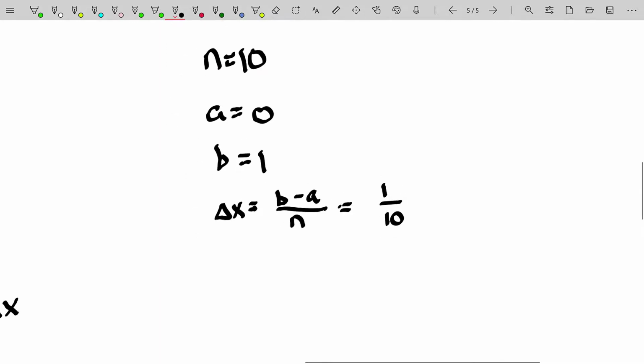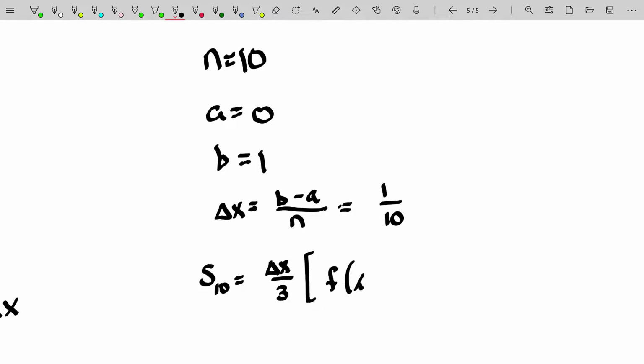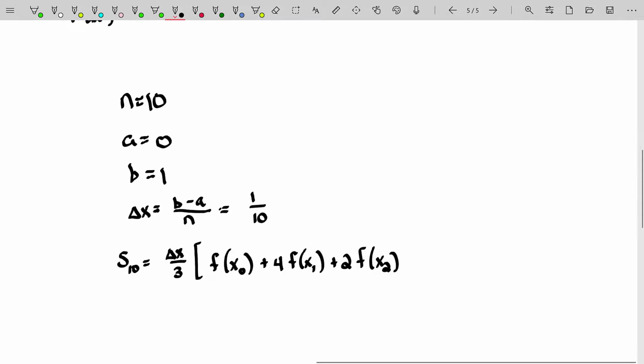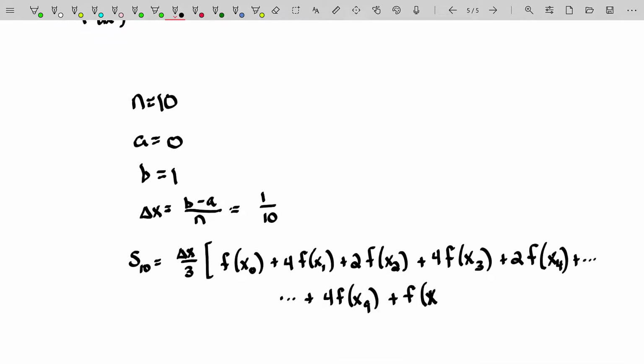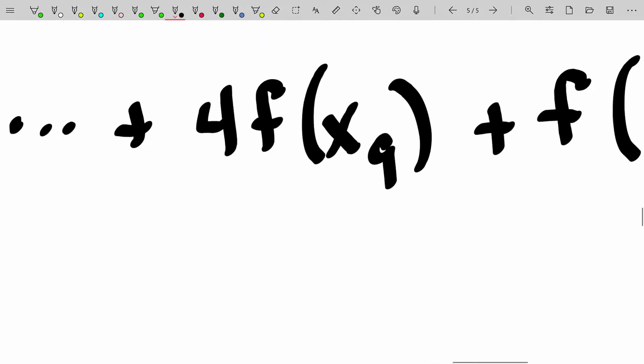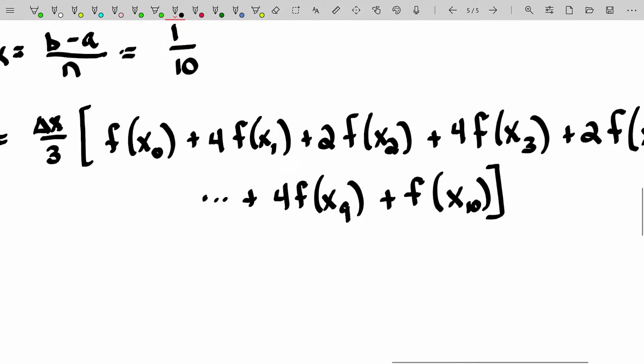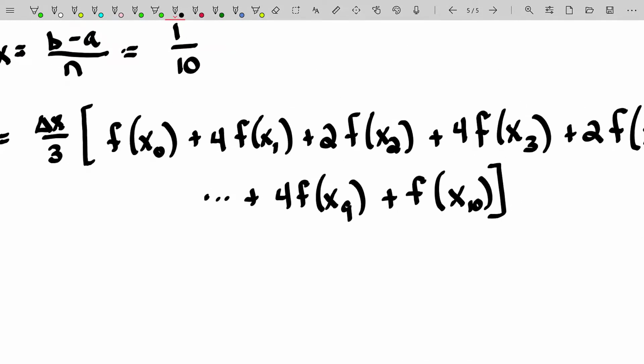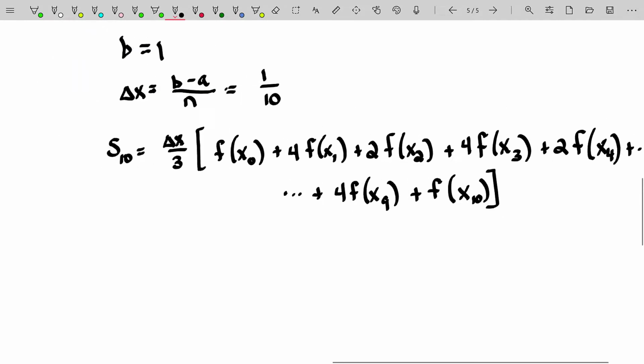And setting up Simpson's method itself, just to showcase what it looks like, it's going to be delta x over 3, and then we're going to evaluate f at x sub 0, plus 4 f of x sub 1, plus 2 f of x sub 2, and that 4-2 pattern will repeat until you get down to the n minus first term that stops at 4 times f of x sub 9, and then you add f of x sub 10.